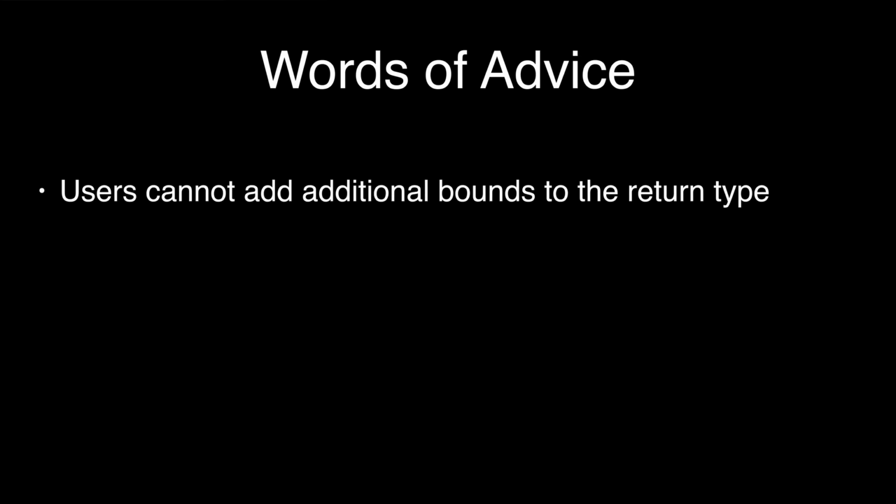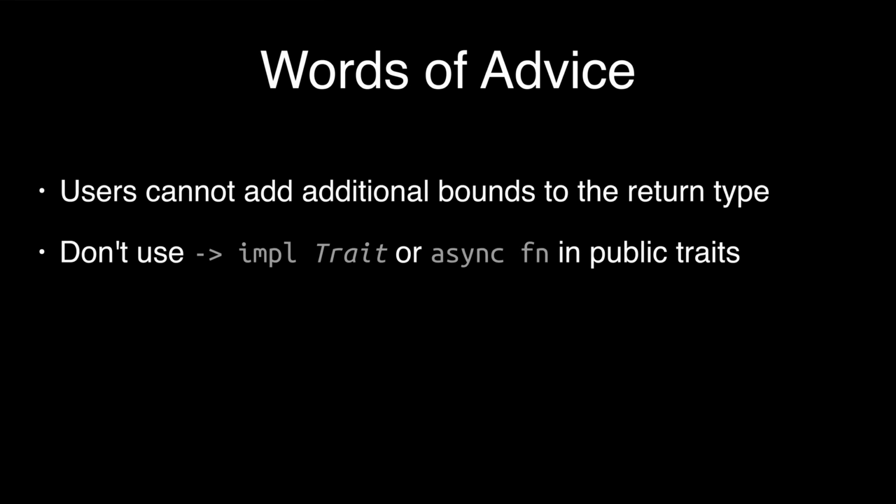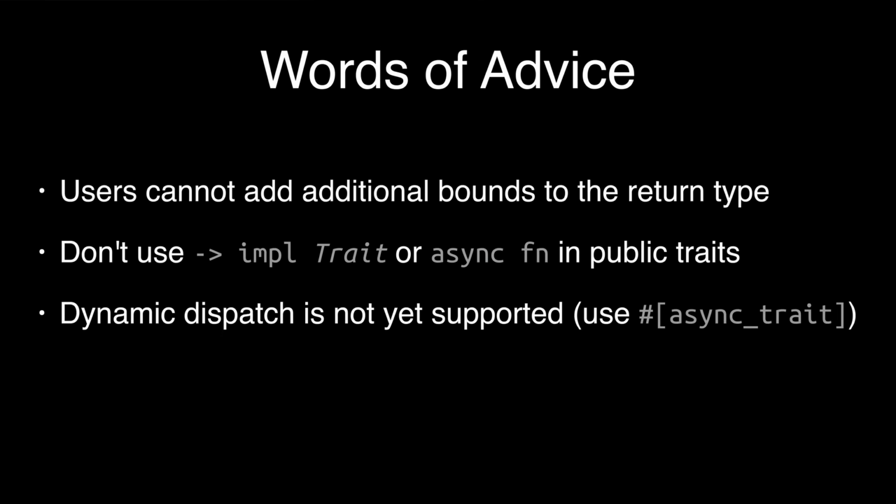Some words of advice. At this time, users can't add additional bounds to the return type. This will be supported in a later release, but for now that means you shouldn't use these features in public traits unless you are certain your users will not need to add bounds to the return types. Go ahead and use them in private traits all you want. Also, dynamic dispatch is not yet supported for these features, though it will be added in a future release. You can keep using the old async_trait attribute way of doing things for now if you need dynamic dispatch.